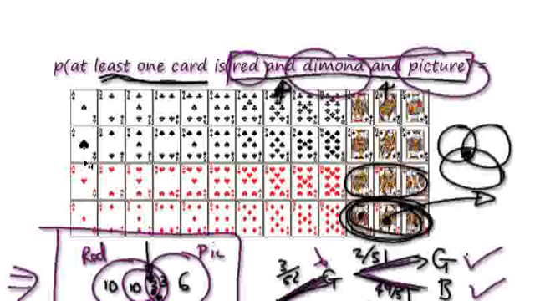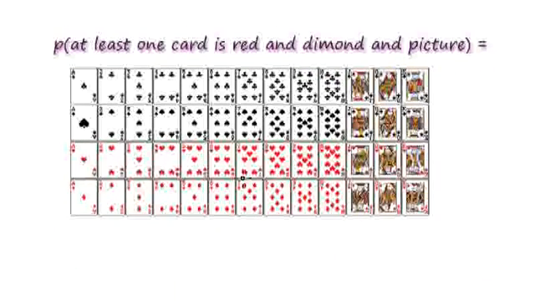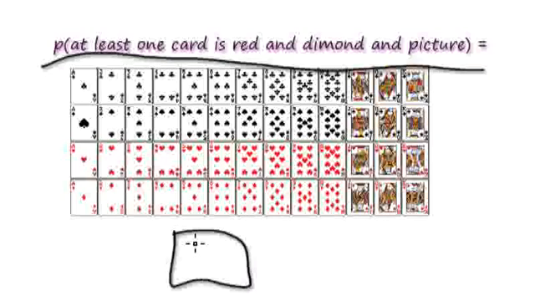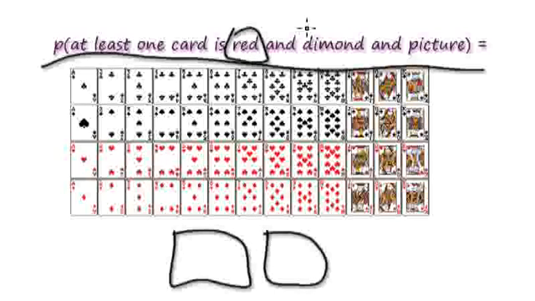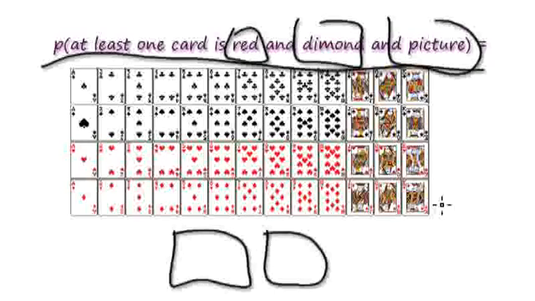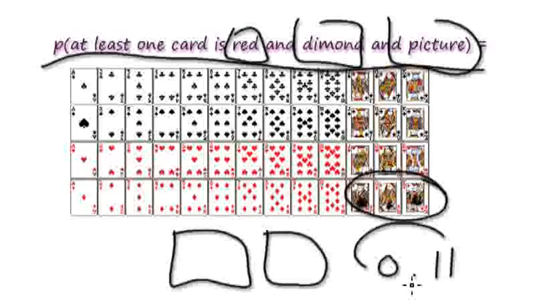Okay. So given this whole thing here, if we're going to pick out two cards, the probability of at least one card being red and diamond and picture, basically these three here, the probability of at least one of the two cards being one of these three cards is whatever the answer was earlier, I think it was 0.11. Okay, so the overall answer would be this.